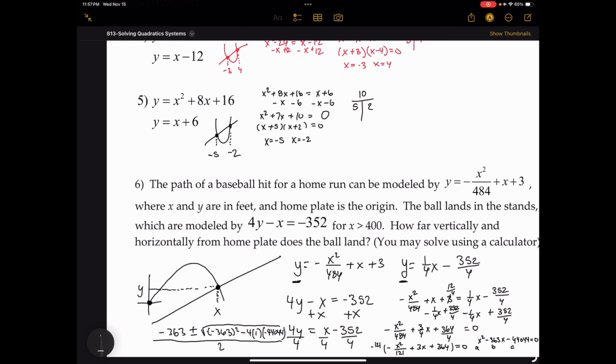All right, so this is going to be minus negative 363. Okay, so our two answers: the negative version is going to be negative 96 basically, and the positive version is 459. So we want x greater than 400, so this x here is going to be 459 feet.